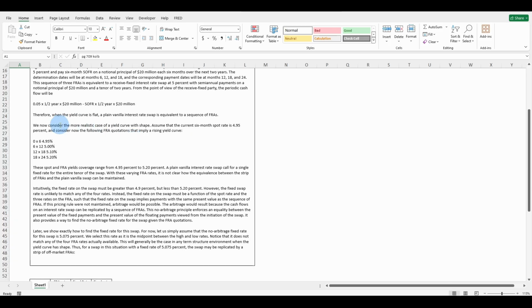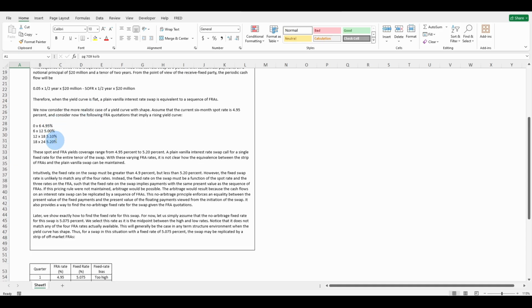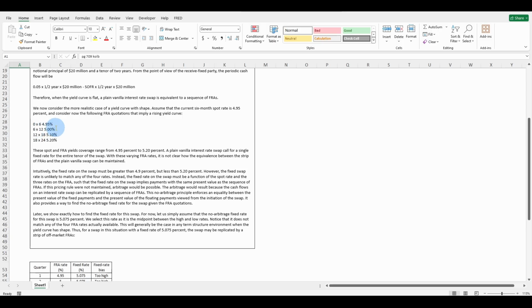We now consider the more realistic case of a yield curve with a shape. Assume that the current 6-month spot rate is 4.95% and consider now the following FRA quotations that imply a rising yield curve: 0 by 6, 4.95%; 6 by 12, 5%; 12 by 18, 5.10%; 18 by 24, 5.2%. If we go back to the third session, here are the same numbers as used in that pricing. The spot and forward rate yields range from 4.95 to 5.2%.